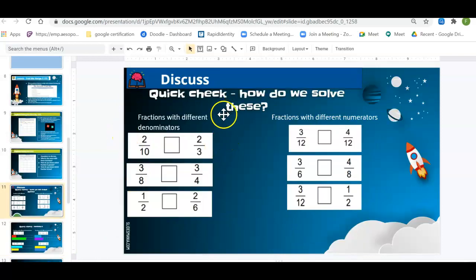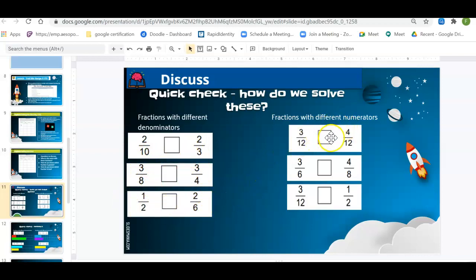On our next slide here, quick check, how do we solve these? On the left side, I've got fractions with different denominators. So if you see, the denominators for each that are being compared are different. So 2/10, and this little box right here is for us to put a greater than or less than sign, and then we're comparing it to 2/3. So here we got 3/8, we're comparing that to 3/4. 1/2 compared to 2/6. All of these have different denominators. The ones that we're comparing with each other are different.